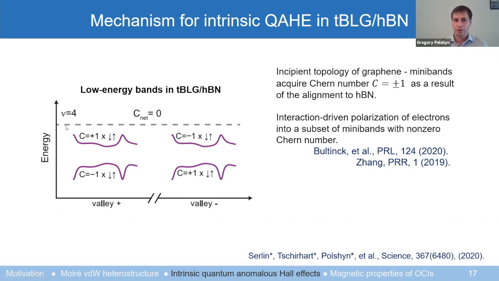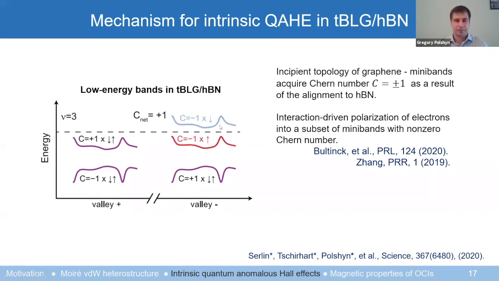So at filling of nu equals 4, when all of these bands are occupied, the Chern number is 0. However, at partial band filling of nu equals 3, strong electronic correlations drive electrons to polarize, to occupy a subset of these conduction mini bands, leaving one of them unoccupied. This is driven by the minimization of exchange energy, because there is a very high density of states in these bands, and there is a Stoner-type instability.